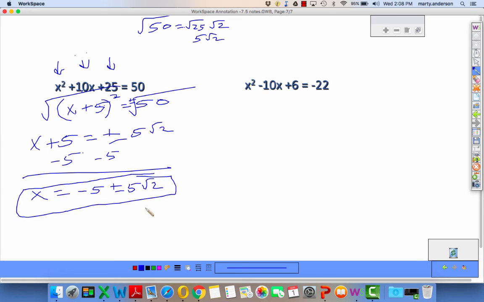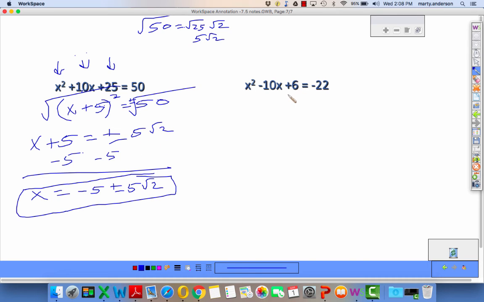Can I add -5 with 5 square root of 2? I cannot. I can only add square roots with square roots, whole numbers with whole numbers. So you want to recognize this as using the square root property. We make it into a perfect square, we do the problem.